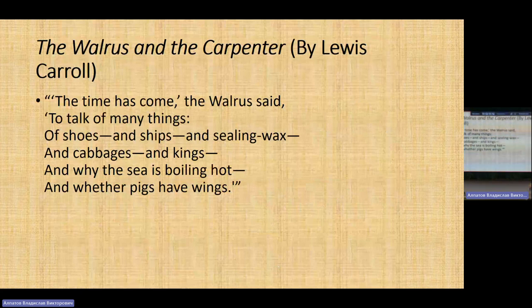A very sad story. The time has come, the walrus said, to talk of many things, of shoes and ships and sealing wax and cabbages and kings, and why the sea is boiling hot and whether pigs have wings. And this is one more type of enumeration where we enumerate things which are, on the one hand, the same part of speech, but semantically they're wide apart from each other, right? And this creates another effect. Well, here we have cabbages and kings, right? Absolutely different things.